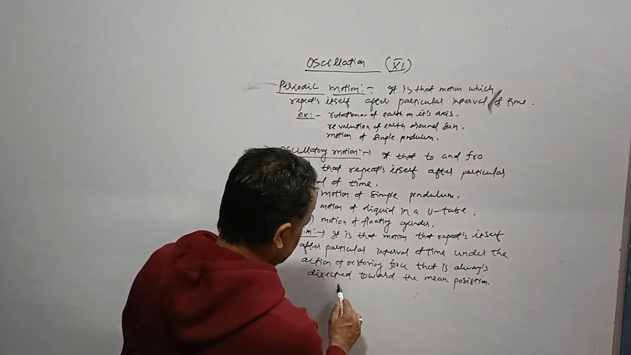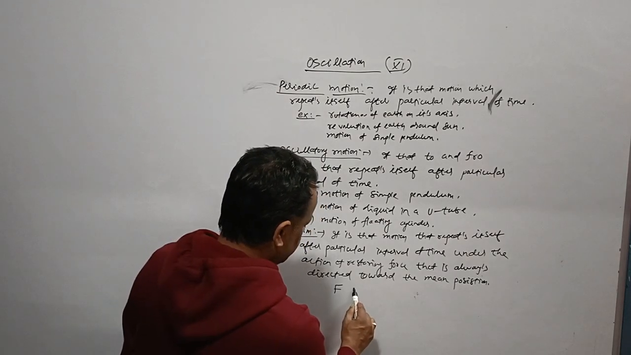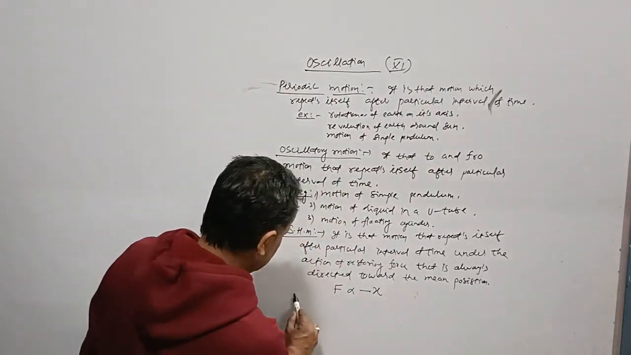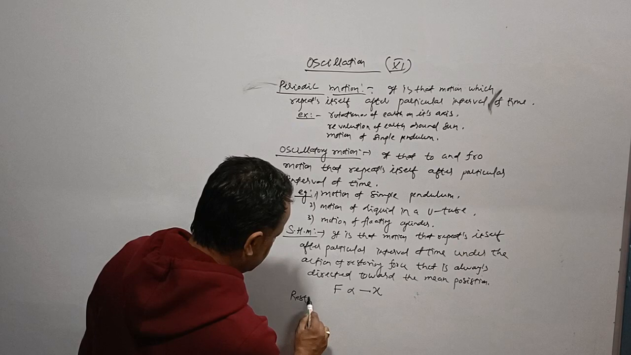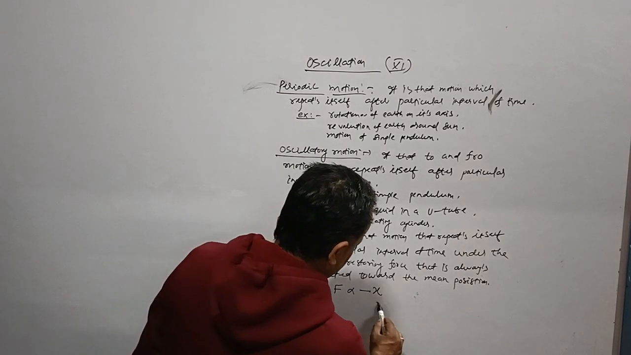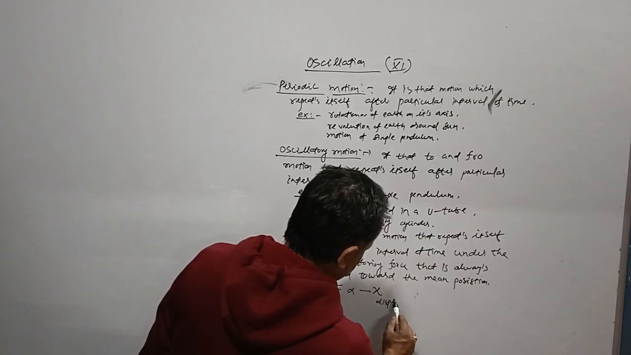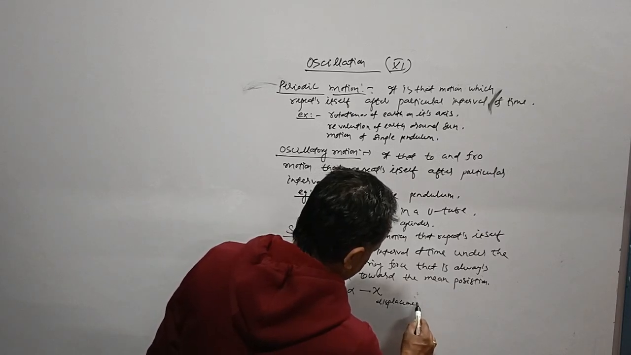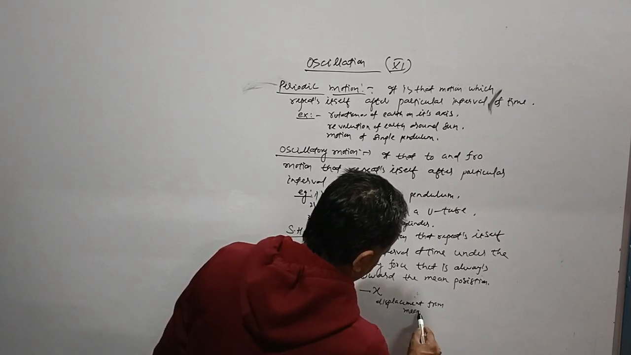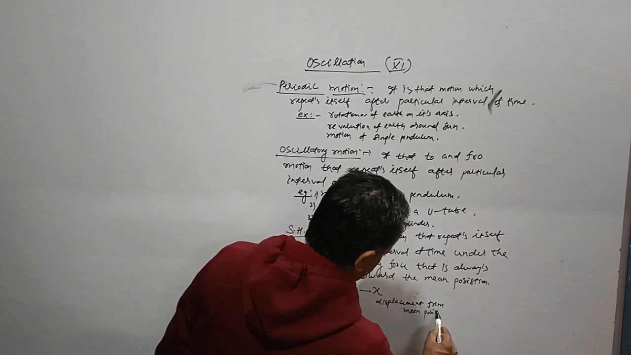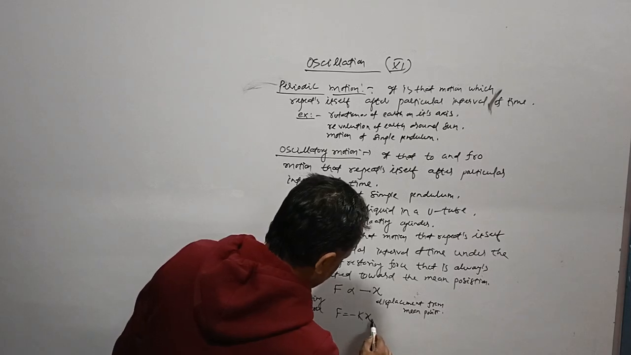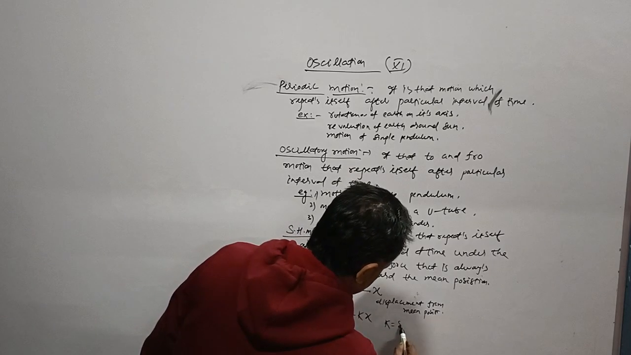In this case, we'll have restoring force, and that will be directly proportional to the displacement from the mean position. F is basically restoring force and x is the displacement from the mean position. Force is minus k into x, and k is called spring constant.